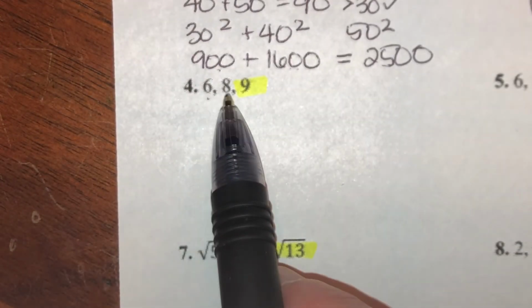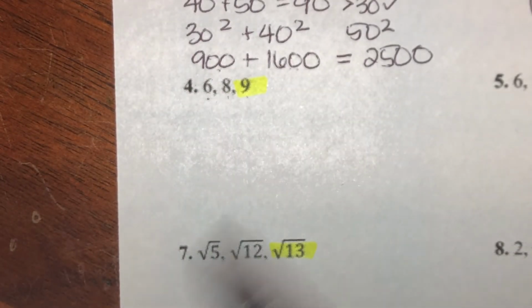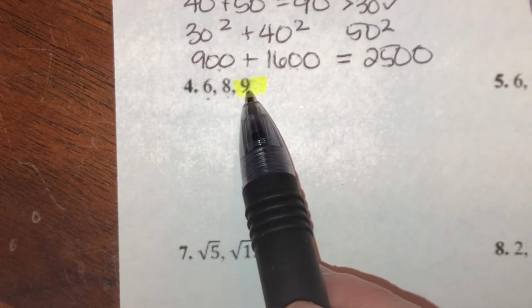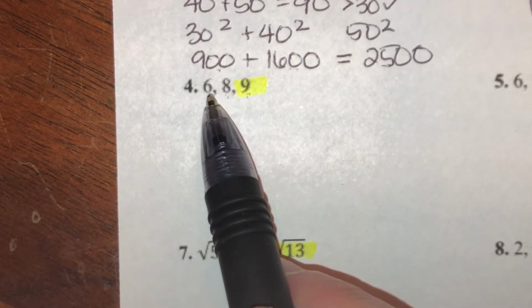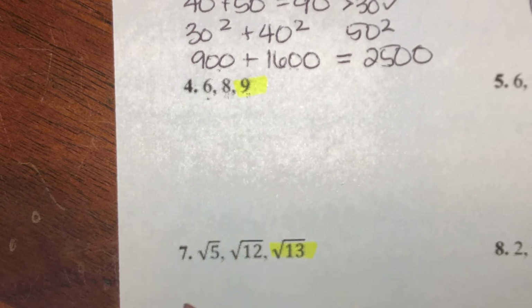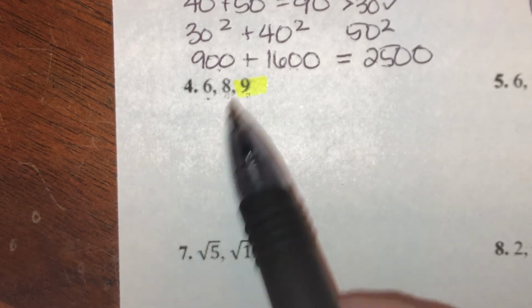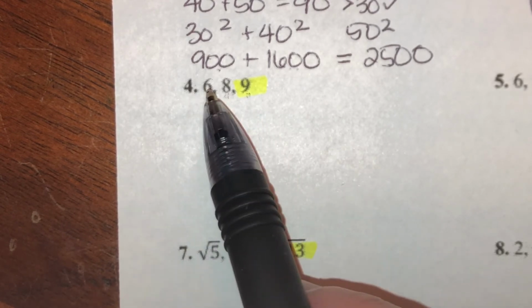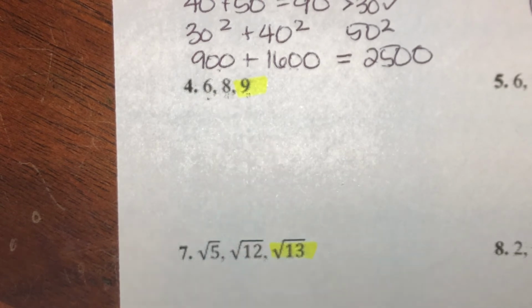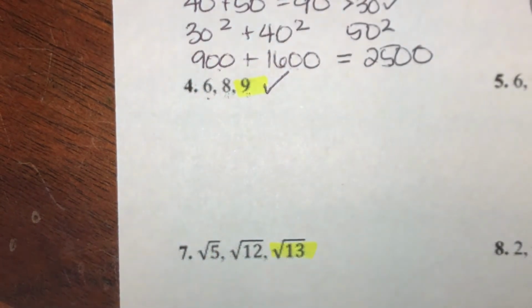Okay, 6 plus 8 is 14. 14 is bigger than 9, true. 8 plus 9 is 17. 17 is bigger than 6. 6 plus 9 is 15. 15 is bigger than 8. So yes, this is true. These can be sides of a triangle.